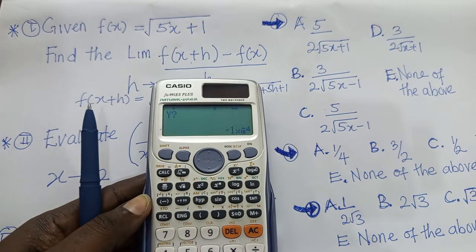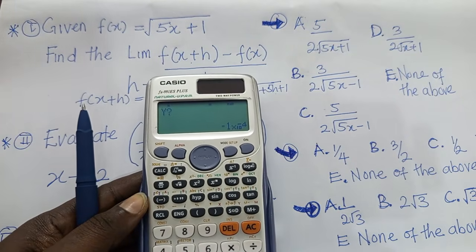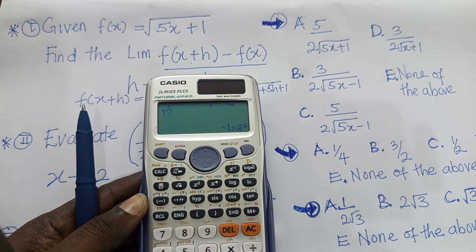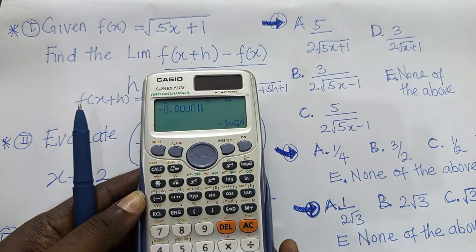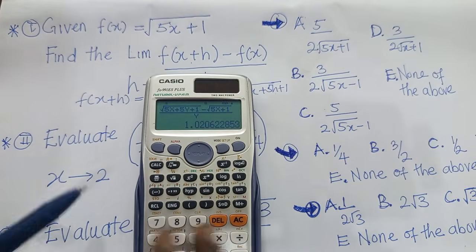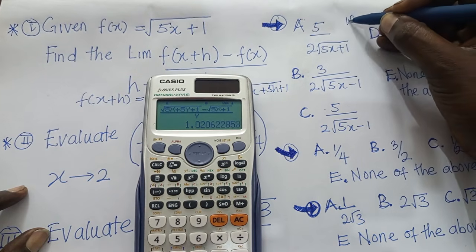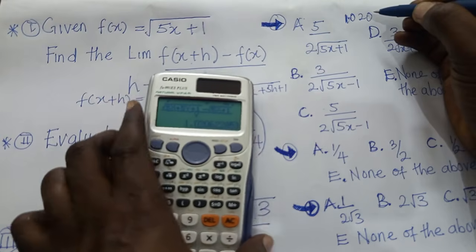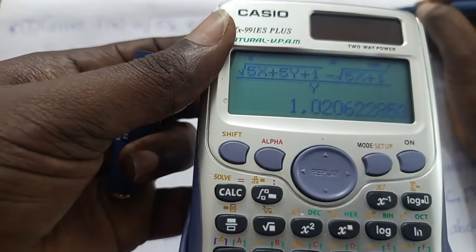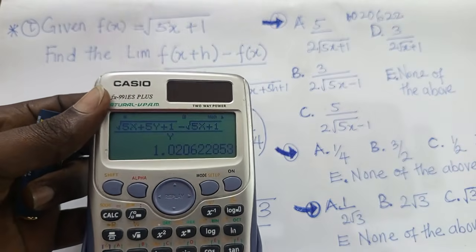When it says tends to 0, it means it's approaching 0. If it's approaching 0 from the negative side of the number line, I'm going to take it as minus 0.00001. You can stop like that, it's okay. So you are going to have it as 1.02, and you can see the value from the calculator, 0.2622. Now, this is what I want to have.